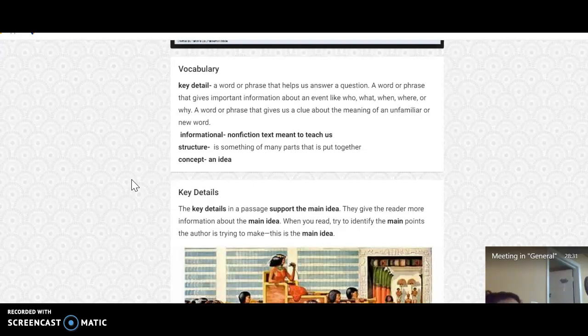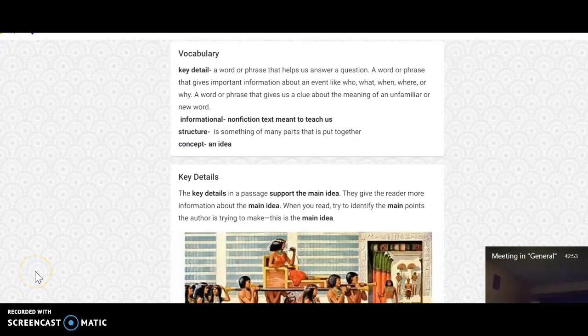So we're going to be using the words key detail quite a bit when we're talking about nonfiction and we're talking about informational text. So a key detail is a word or phrase that helps us answer a question. A word or phrase that gives important information about an event, like who, what, when, where, or why. It is also a word or phrase that gives us a clue about the meaning of an unfamiliar or new word. I want you to go ahead and what we're going to be focusing on for this lesson.